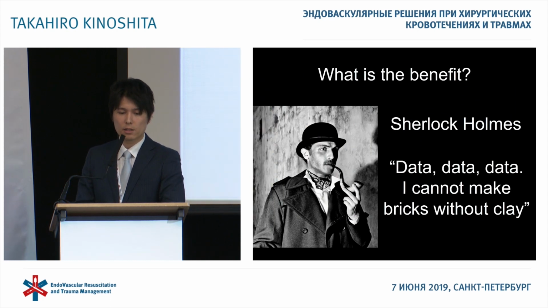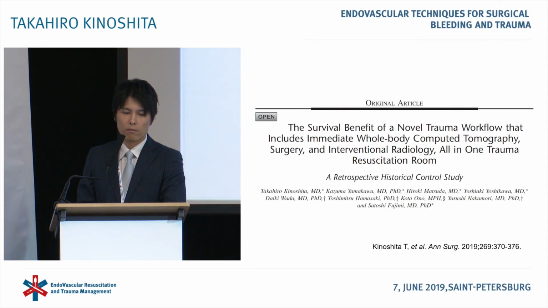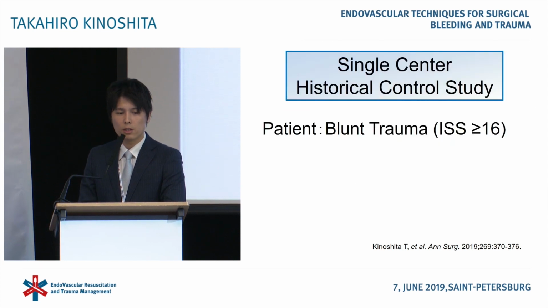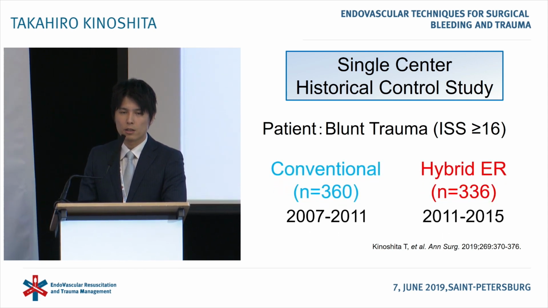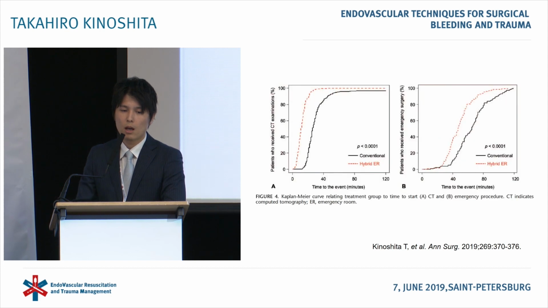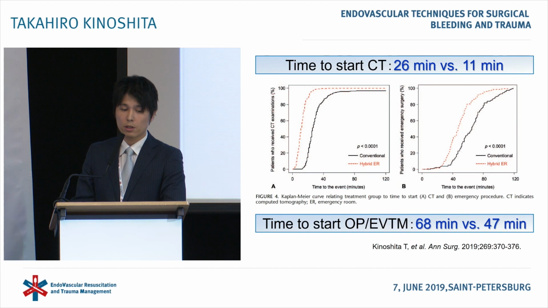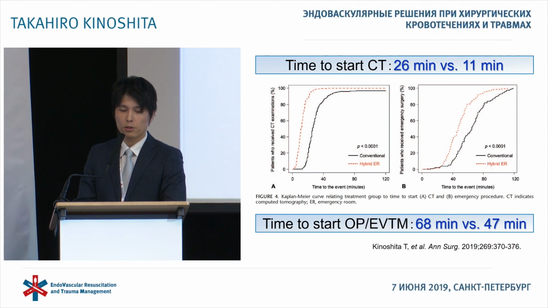Next, I want to discuss the effectiveness of this system using our data. Two years ago, we published the first original article in Annals of Surgery. It was a single-center historical control study that included severe trauma patients. In the conventional group, there were 360 patients, and in the hybrid ER group, there were 336 patients. First of all, the time to take CT scanning was reduced from 26 minutes to 11 minutes. And time to start operation, surgery, or endovascular treatment was decreased from 68 minutes to 47 minutes.